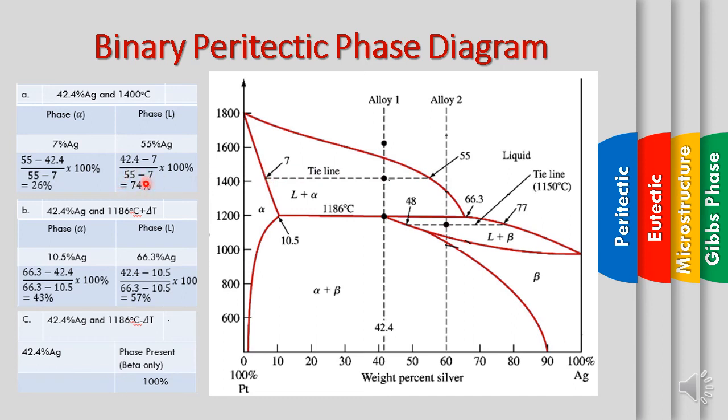And for the composition of the liquid phase, basically we will get it from this point, the intersection of the liquidus point, which is 45% Ag. And for the alpha phase, we will get the composition at 7% here.